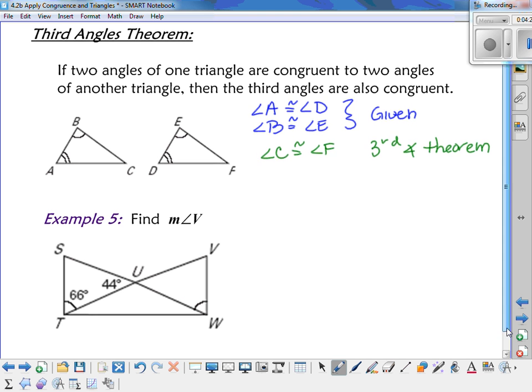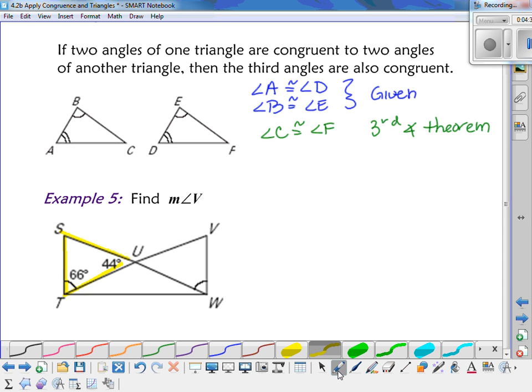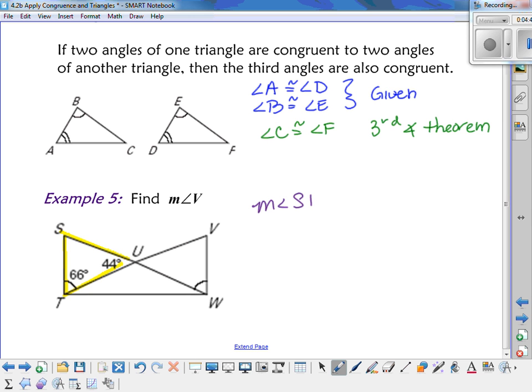Okay, so let's take a look down here at example 5. I've got a triangle over here, triangle STU, and I want to find the measure of angle V. Well, first I can find the measure of angle S because I have 2 out of 3 angles. I know that the measure of angle S plus 66 and 44 are going to have to add up to 180. And so if I combine my like terms, I get 110. I subtract that from 180 and I get that the measure of angle S is equal to 70.